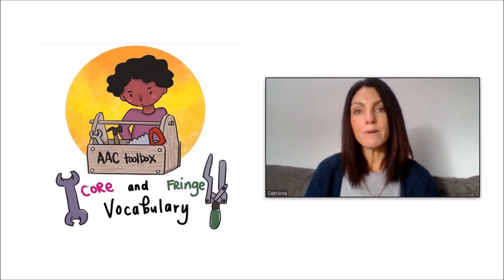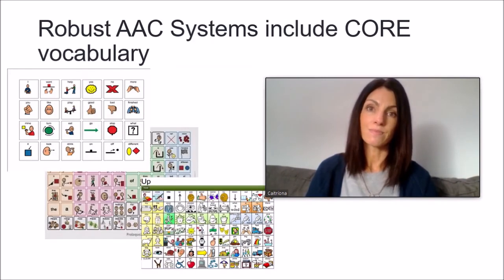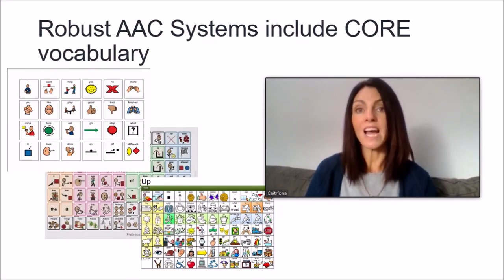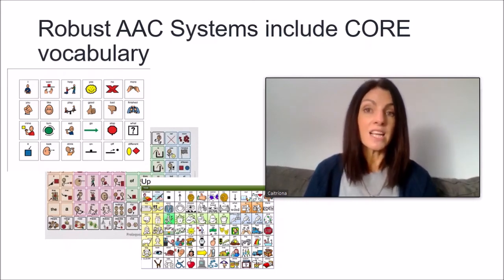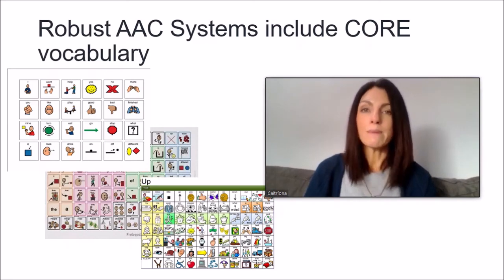With regard to vocabulary selection, it's important to include both core and fringe vocabulary. Core vocabulary is that vocabulary which can be used in activities throughout the day. It's high-frequency vocabulary, and as a result, it's usually put on the home screen of voice output devices, and with low-tech systems, it's always available. Core vocabulary is difficult to take a picture of, so we use symbols instead.